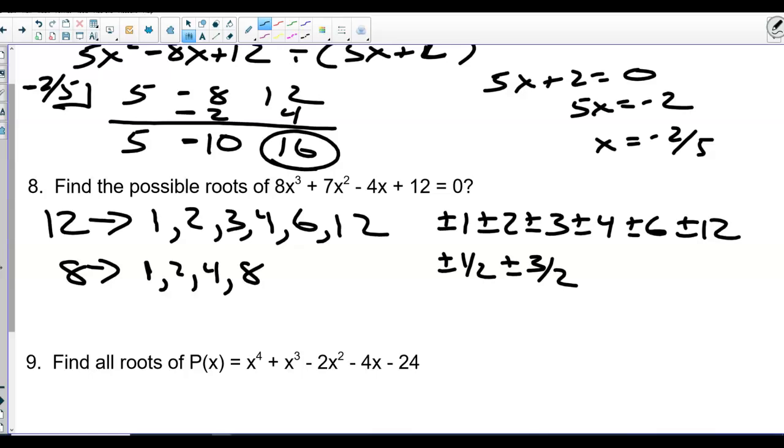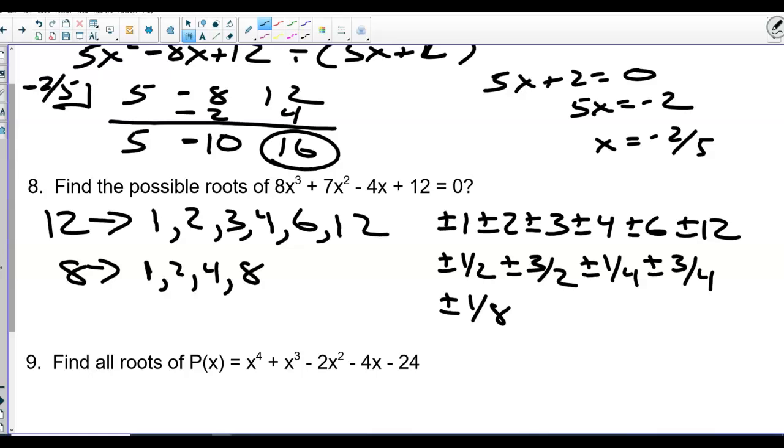Now I go over 4. Plus or minus 1/4. 2/4, 1/2. We don't need to repeat it. 3/4. 4 over 4 is 1. 6 over 4 is 3/2. We already have it. 12 over 4 is 3. Already have it. Plus or minus 1/8.